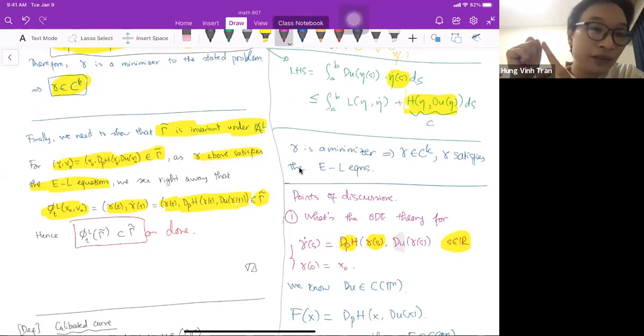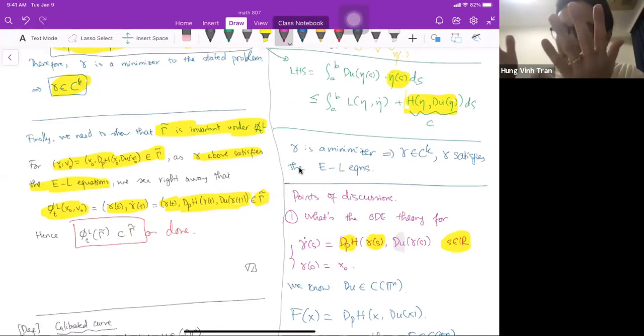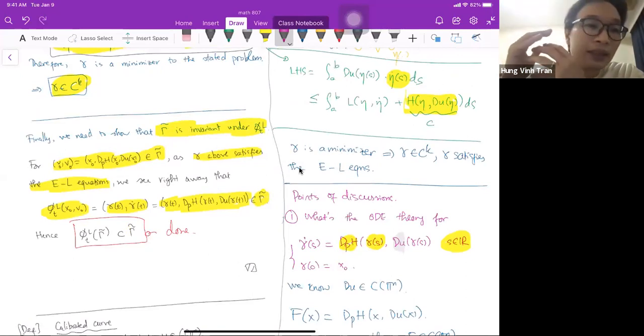Okay. So the Lagrangian flow is unique for sure. I take it back. I meant that the solution of the Euler-Lagrange equations for gamma, gamma dot is unique. But earlier, when we chose gamma dot equals d_p H of gamma, d_u gamma, I don't know if gamma is unique or not. Okay. Does that make sense?